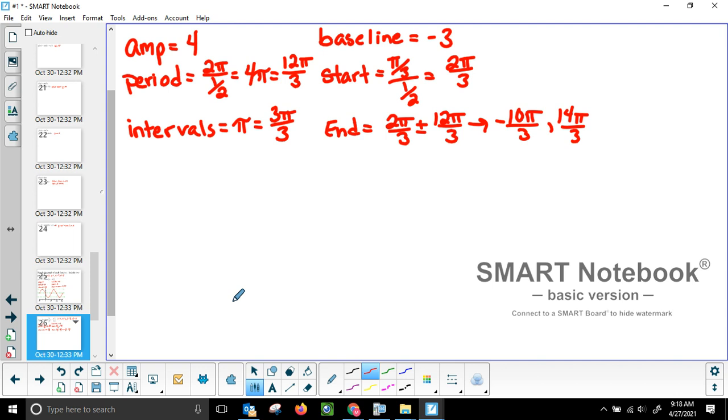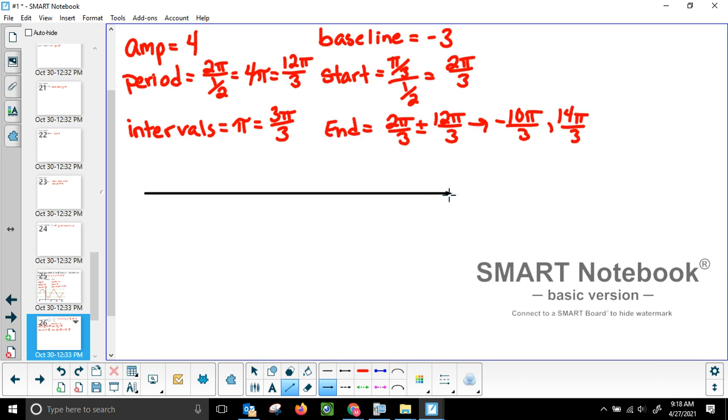All right, so we can put our axes on here. Our baseline is going to be negative 3, and our amplitude's 4. So we know we're going to have to go all the way down to negative 7. That's how I know to put my x-axis up high. Whoops, and I definitely did not want my y-axis on. Okay, so we're going to start here at 2 pi over 3.